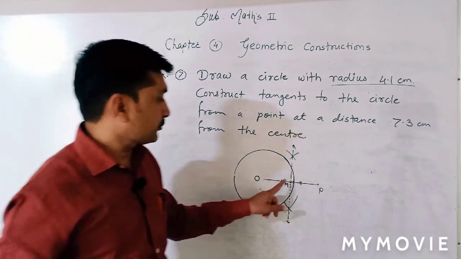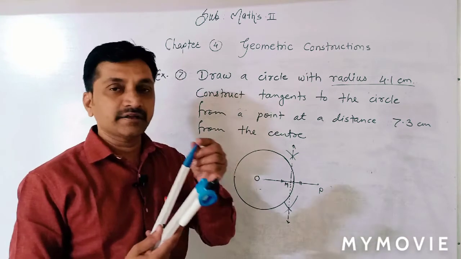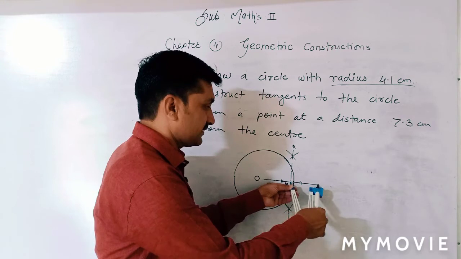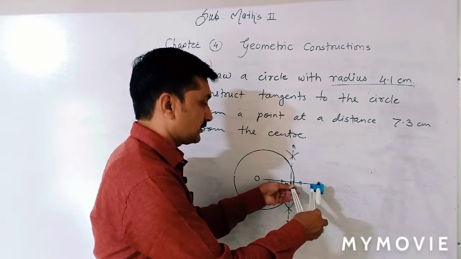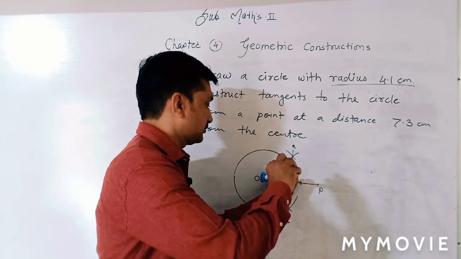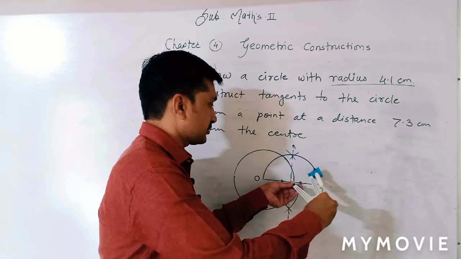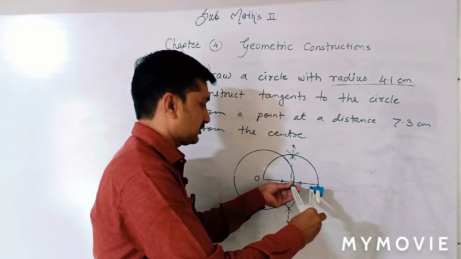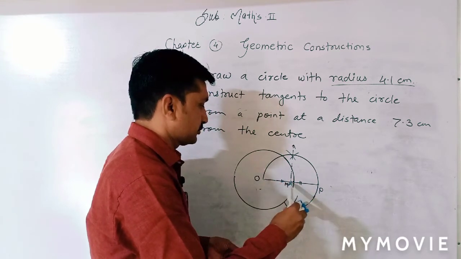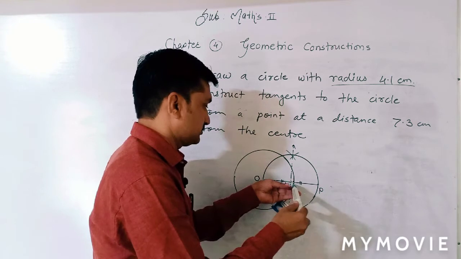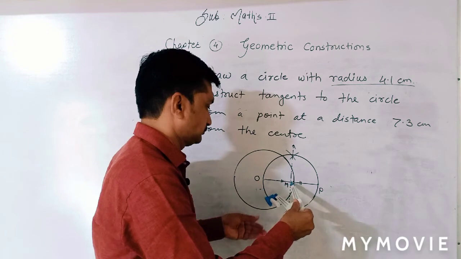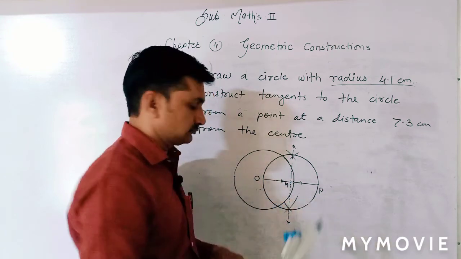After that, from M, by taking M as a center and MP as a radius, draw another circle, a complete circle. Or if you cut it like this, then also no problem. But generally we draw a complete circle, because that should intersect the original circle from M. In this way.